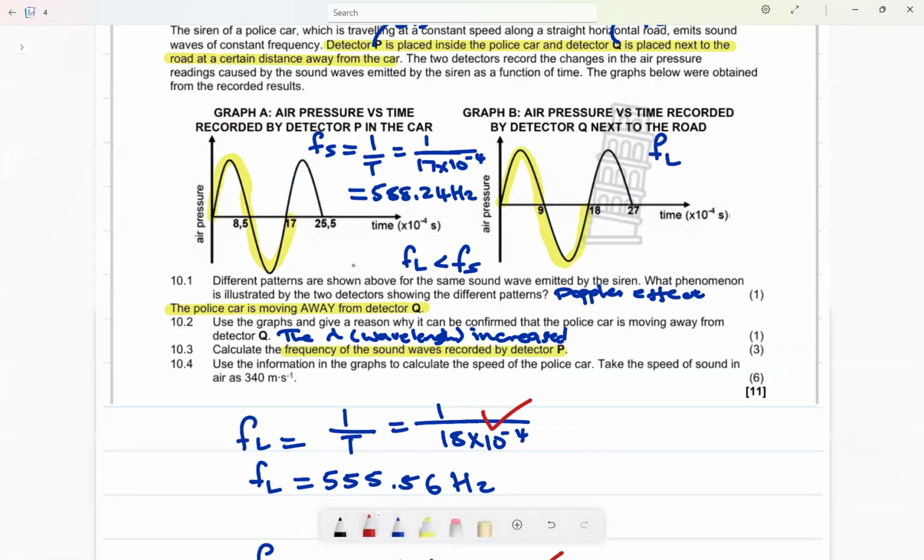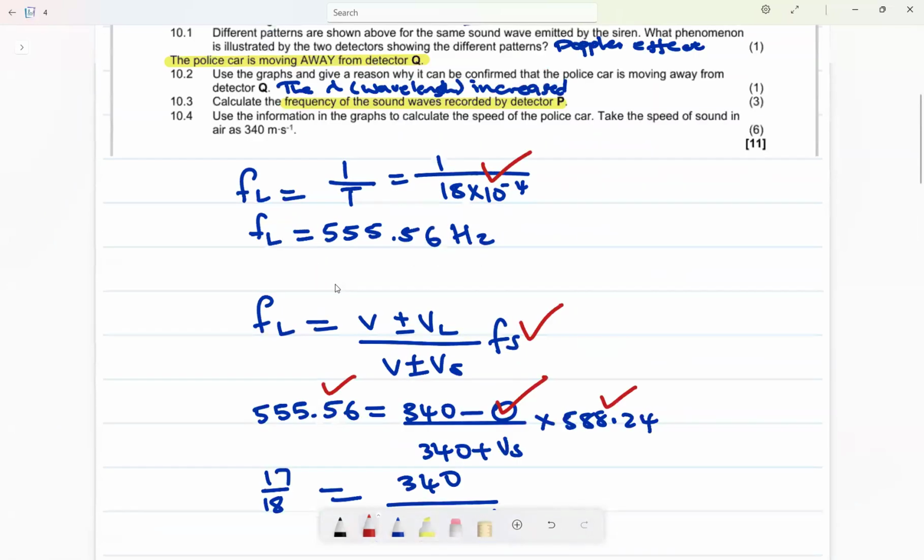I hope you understand the graph here. I also made a video where I explained Doppler effect and all of that, and I explained the graphs of Doppler. I explained this graph also. So if you are not so sure, please rewind back to the video.